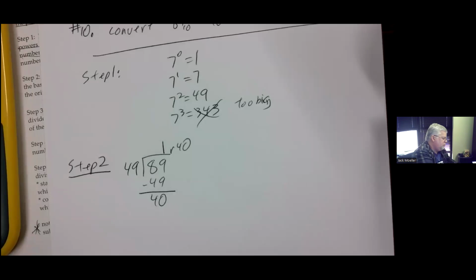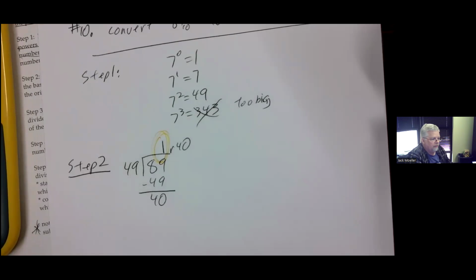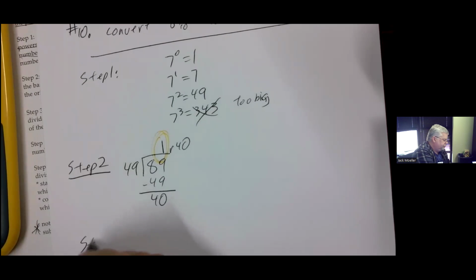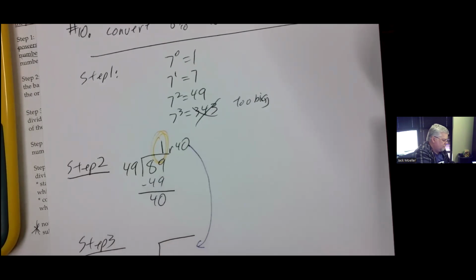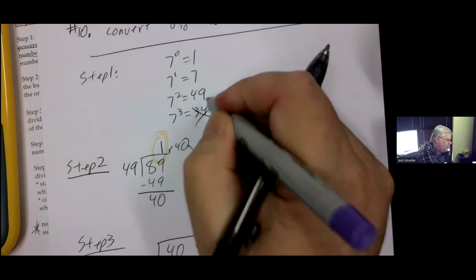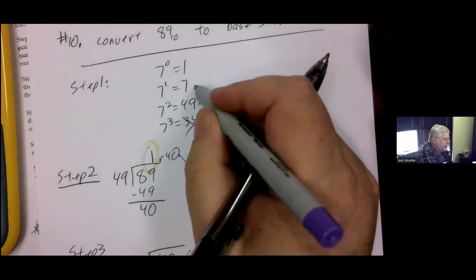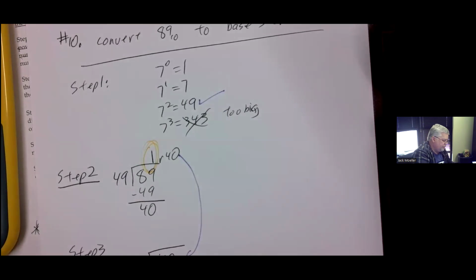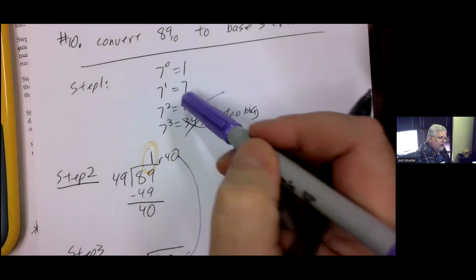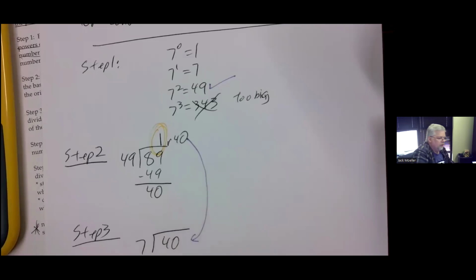So circle that 1. That's part of our answer. Now what do we do? You take that remainder. That is what we're going to divide next. So we've divided by 49. Now we could divide by the next power down. So now we need to divide by 7. So you can see why I like writing it out this way, is to me it helps keep everything ordered. So we're going to do 40 divided by 7.